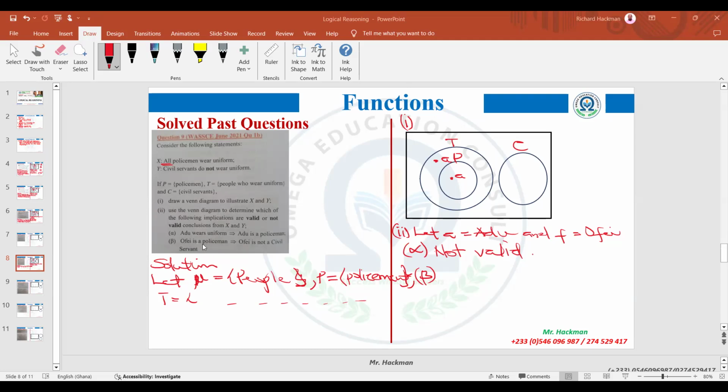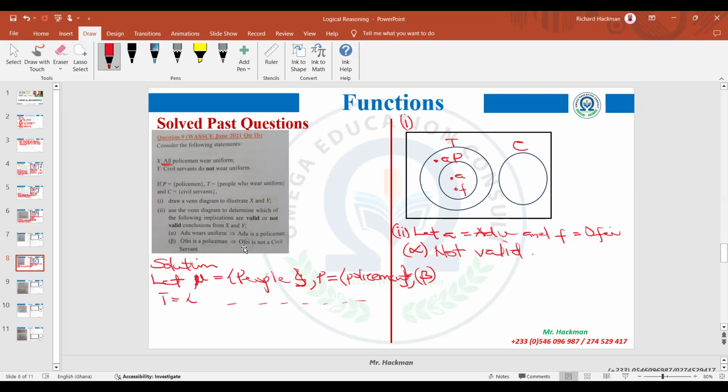P. So P, how many regions do you have in P? 1. So it means Ofe, this is the only place for Ofe, which is F. Okay, so now let's look at the second statement. What's the second statement? Ofe is not a civil servant.